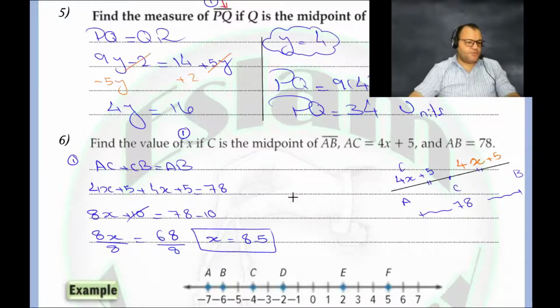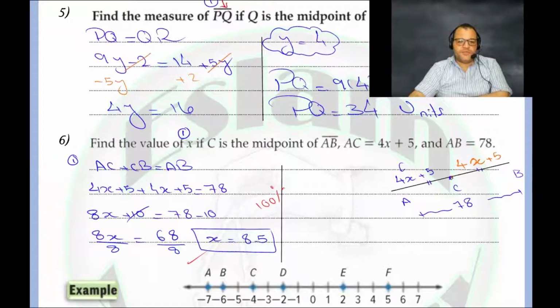I need another way. This way is 100% right, not wrong. But we need another way. What is the meaning of C at the midpoint? It lies at the middle. What is the meaning of lies at the middle? It divides the whole line segment into two equal halves.